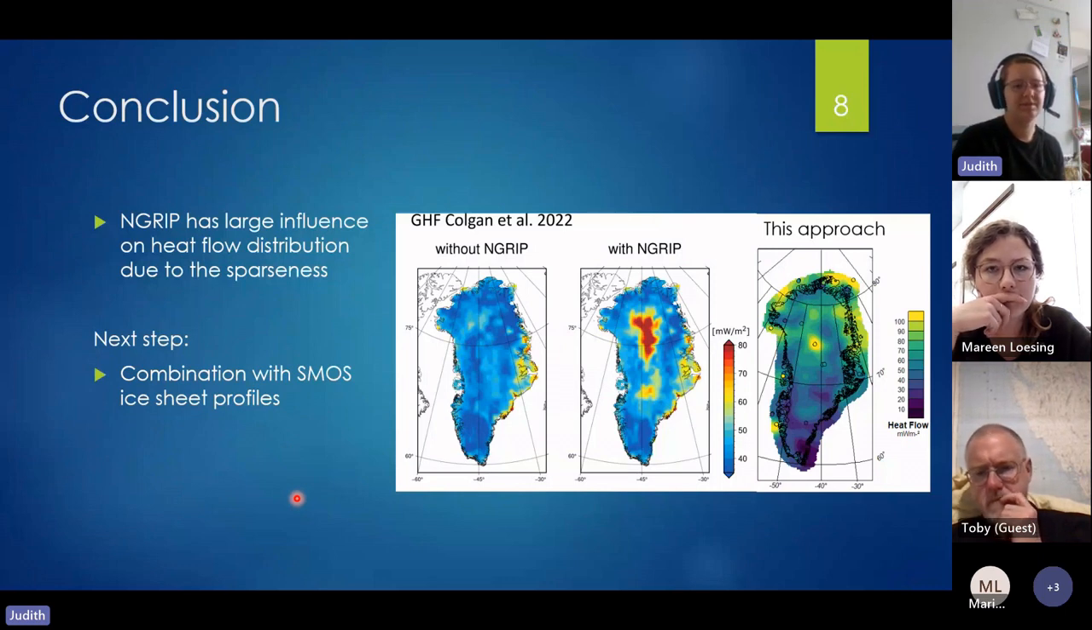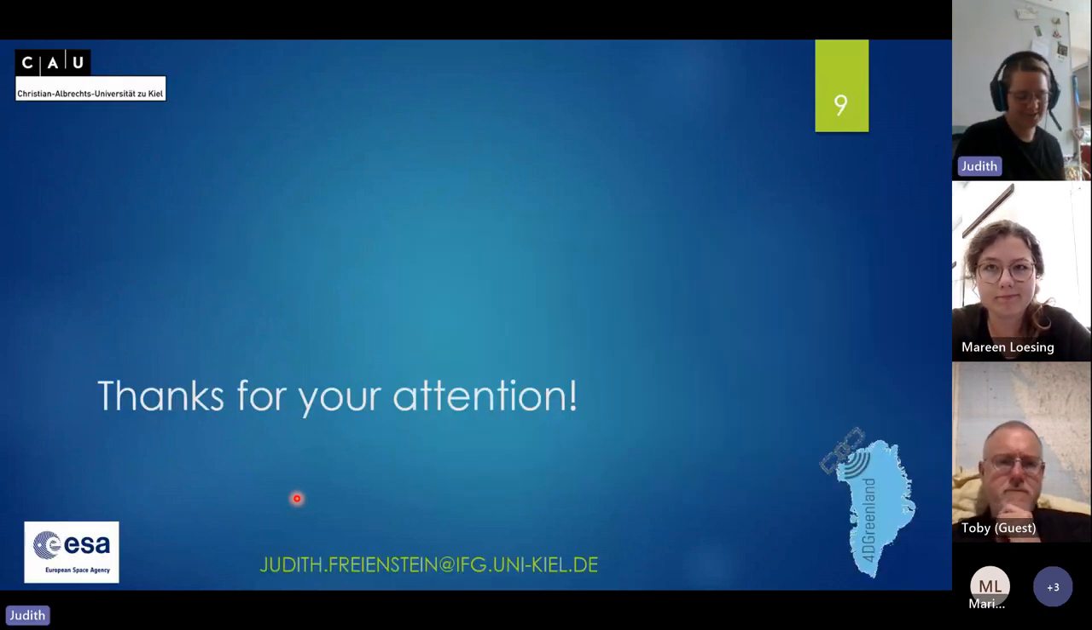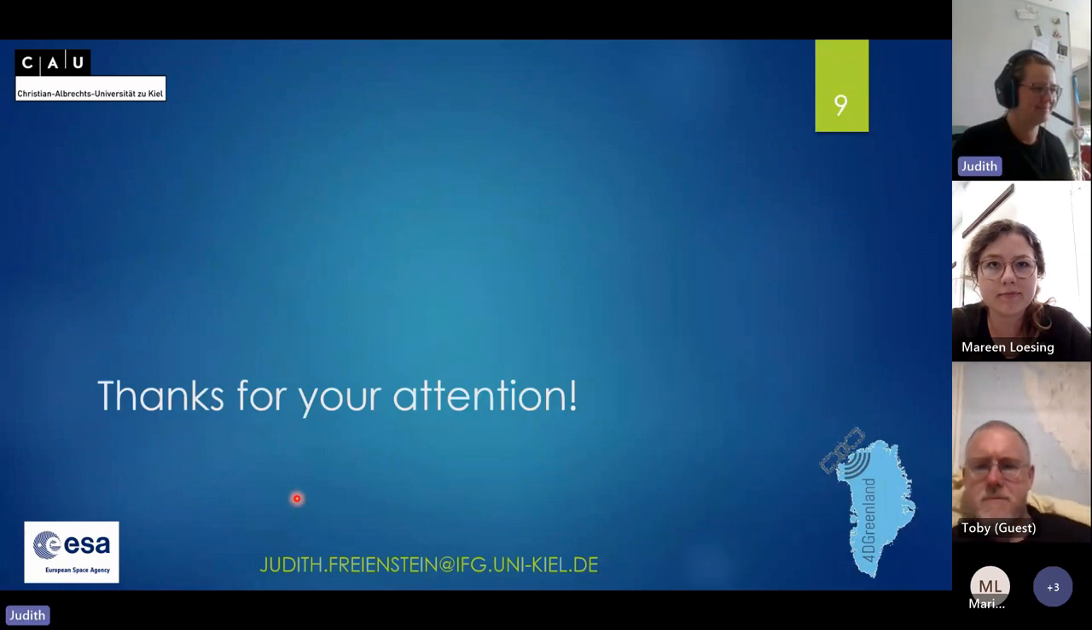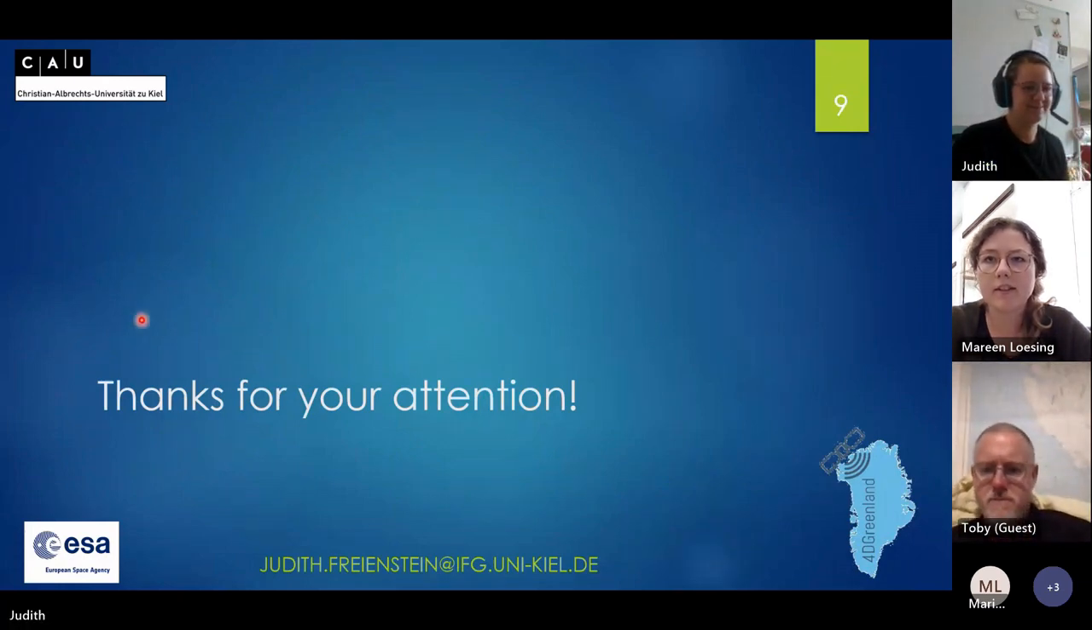One part of our next steps is that we want to combine our heat flow model with the SMOS ice sheet profiles to perform the coupling. So yeah, thanks for your attention.